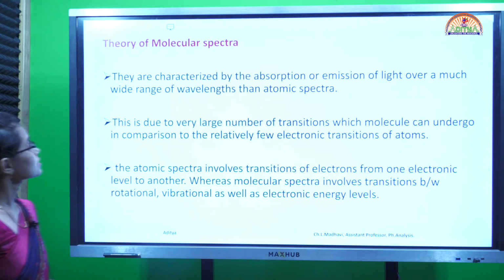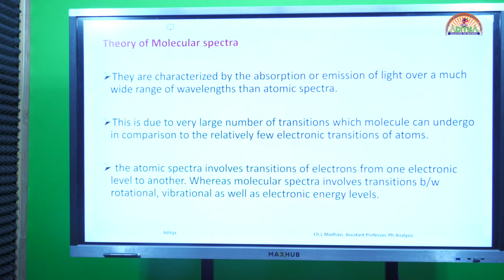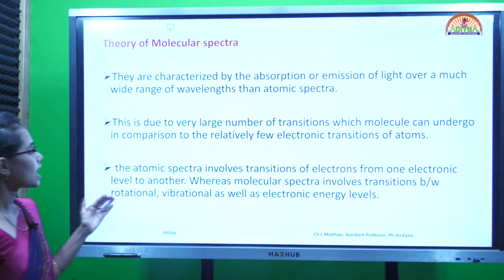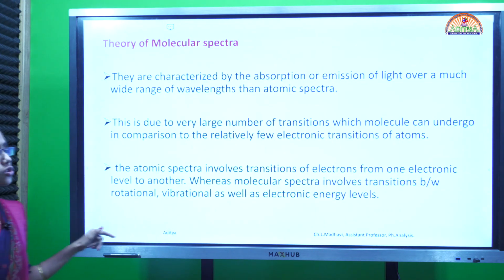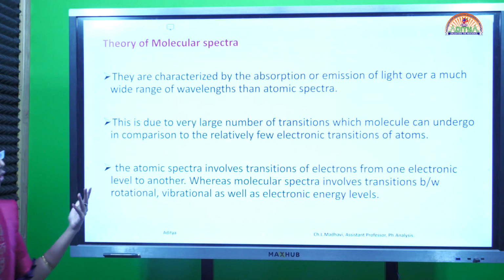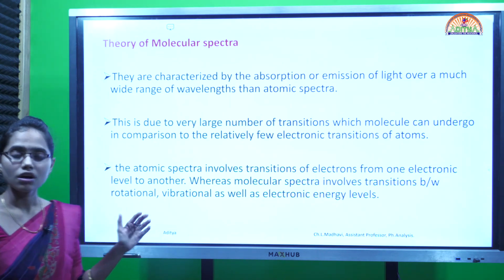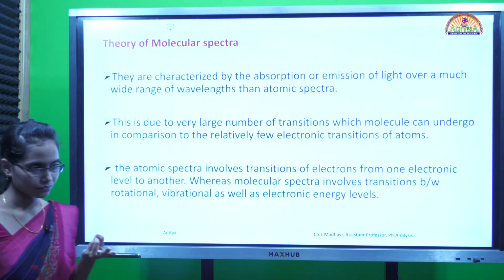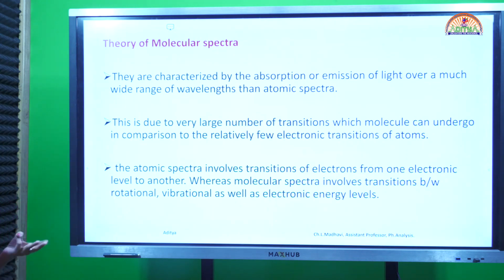These molecular spectra are characterized by the absorption or emission of light over a much wider range of wavelengths than atomic spectra. This is due to the very large number of transitions which a molecule can undergo, in comparison to the relatively few electronic transitions of an atom. As we were discussing, in atoms only electronic transitions will be there, but in molecular spectra we have to study the transitions in electrons as well as the rotational energy differences and the vibrational energy differences.